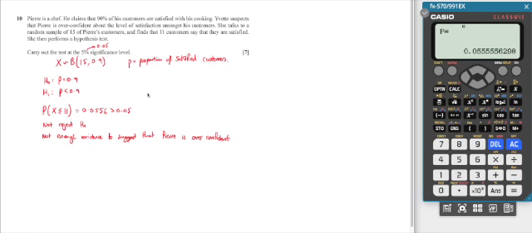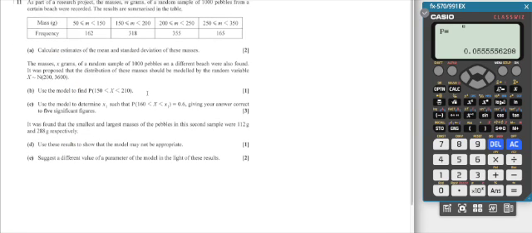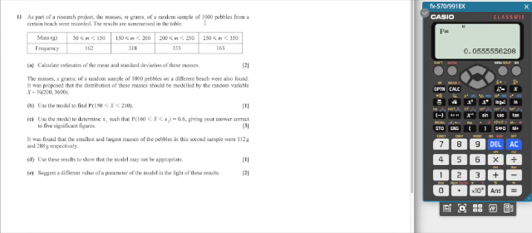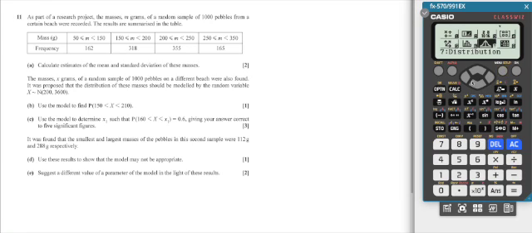Question 11. As part of a research project, the masses of a random sample of 1,000 pebbles from a certain beach were recorded. The results were summarised in the table. Calculate estimates of the mean and standard deviation of these masses. 2 marks. Don't even think about doing it by hand. You are going to go straight into your statistics mode. And this is one variable. Oops, I don't have my second column on, so make sure you've got that. So shift setup. We want to have the statistics mode and turn the frequency on. So we want estimates, so we need to find the midpoints.